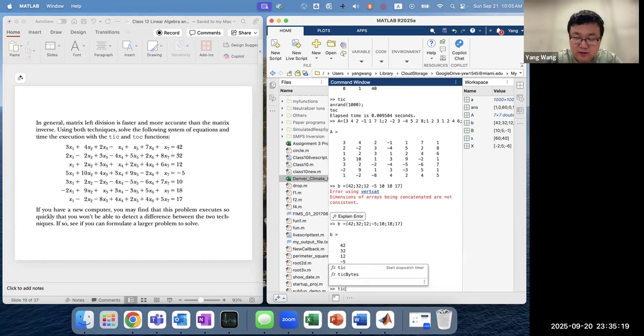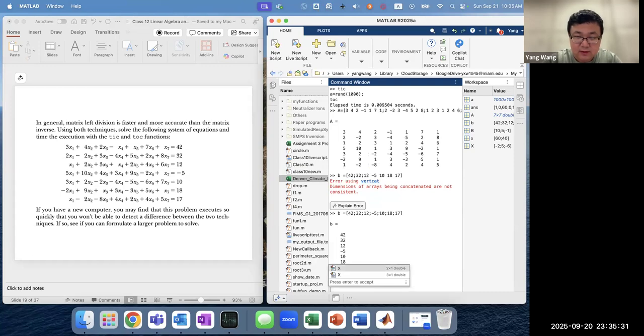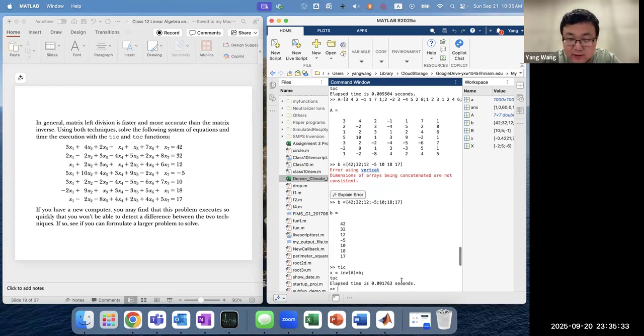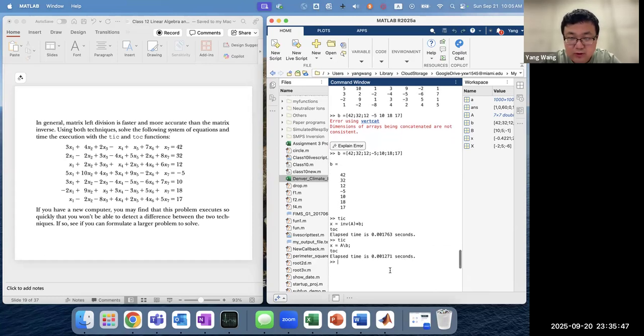So we can do the tic, and then let's say x equals inverse of A multiplied by B, and then toc. Okay, so this is the time for the inversion calculation. Let's see, for the left division method, we're going to have A and B. Okay, so it's actually shorter.